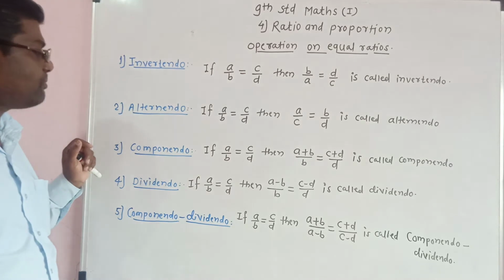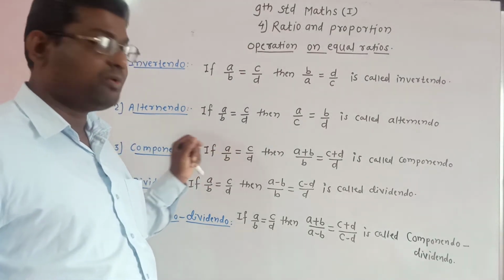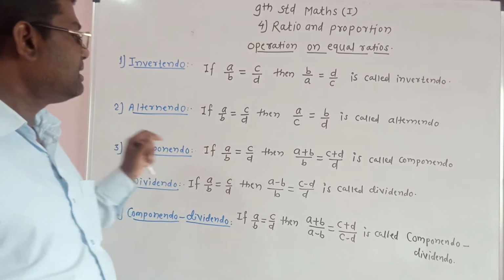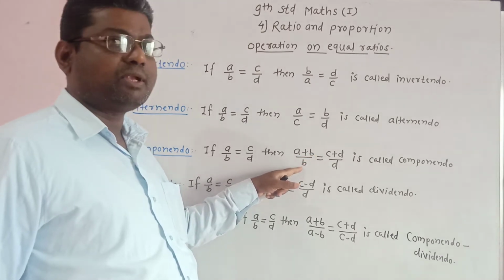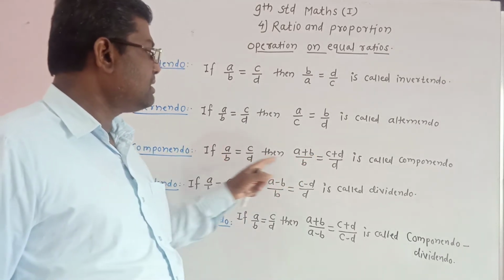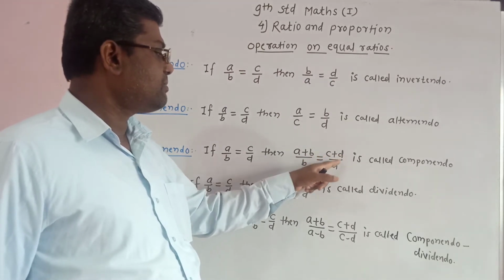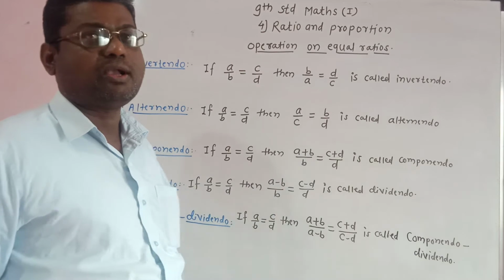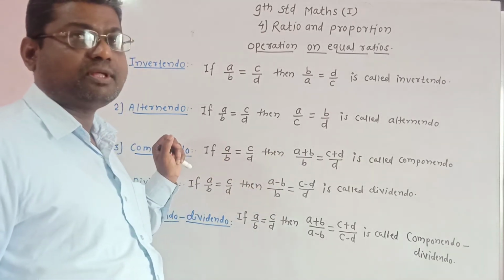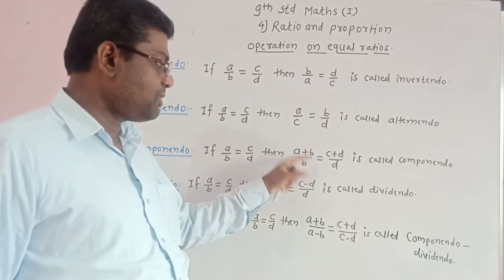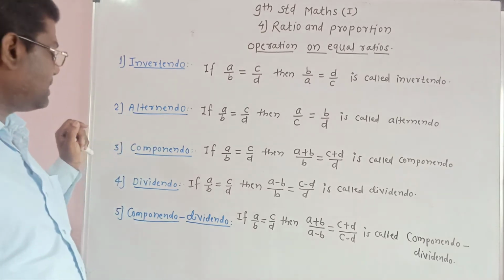Number 3 is componendo. If the ratios are A upon B is equal to C upon D, then the numerator plus denominator upon denominator for the first ratio is equal to, for the second ratio, numerator plus denominator upon denominator is called componendo. So if A upon B is equal to C upon D, then A plus B upon B is equal to C plus D upon D is called componendo.